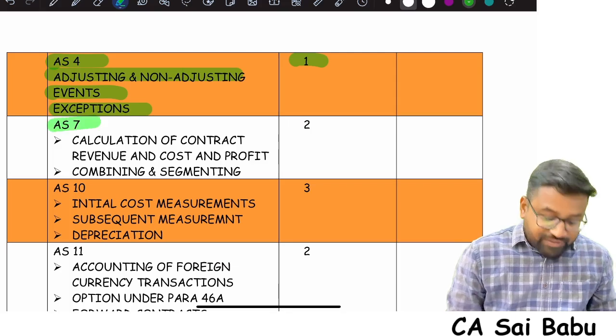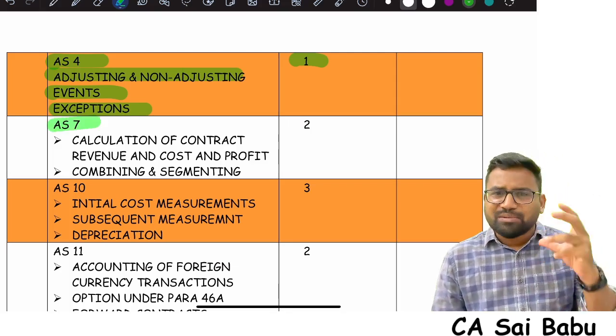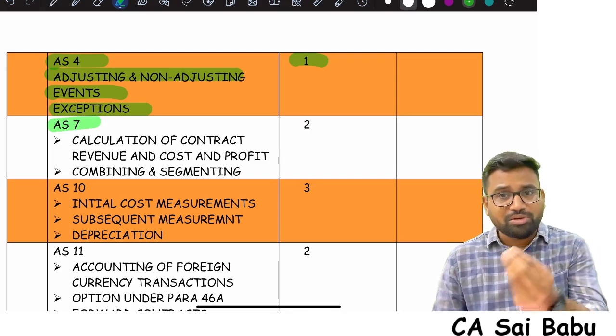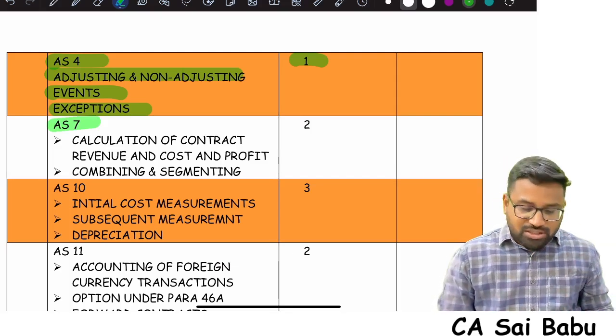Next, accounting standard 7, construction contracts. Usually an MCQ can be asked from AS7, or maybe a question. So any one can be asked. 2 hours you need to spend.